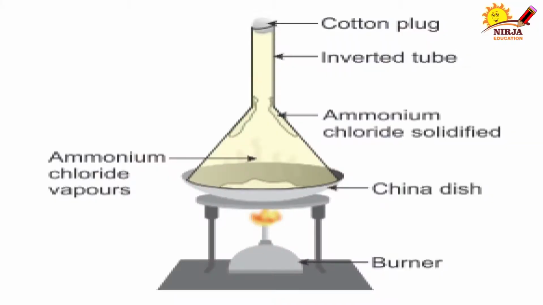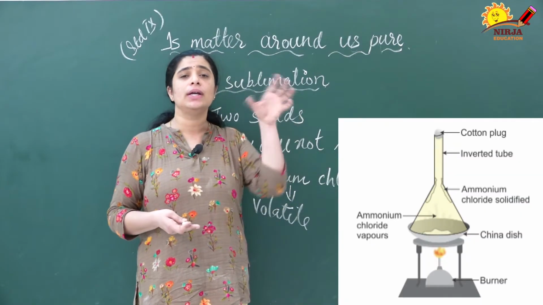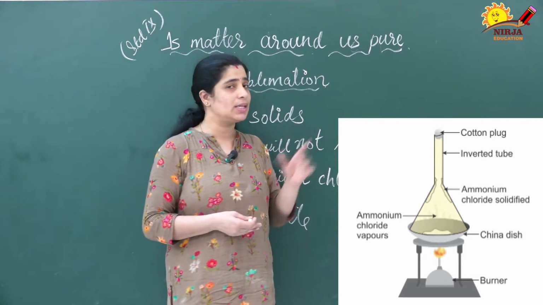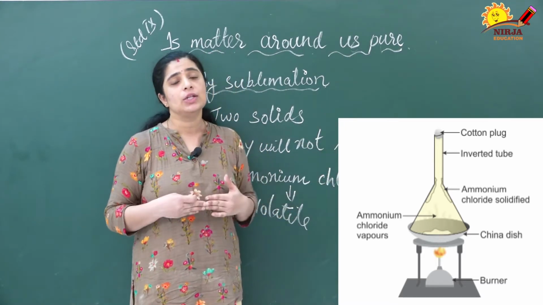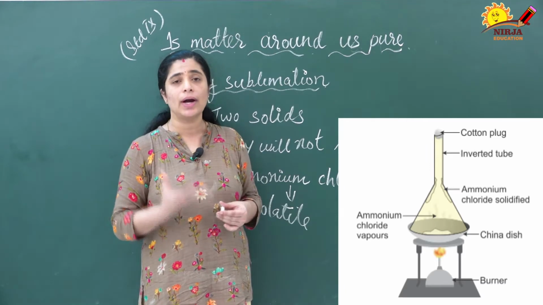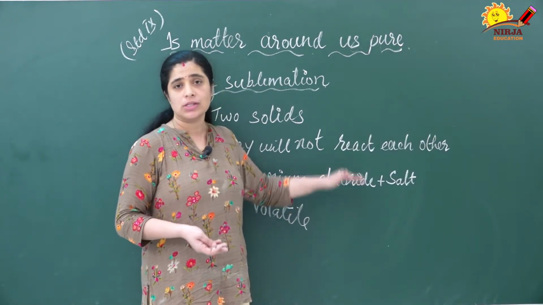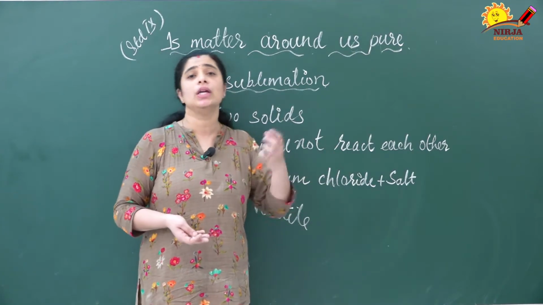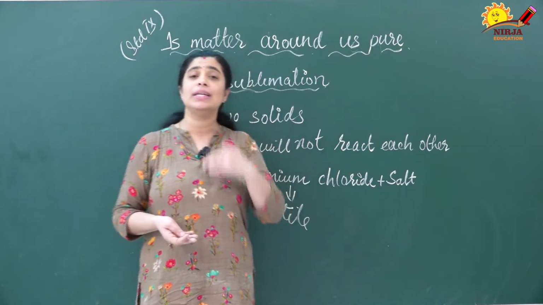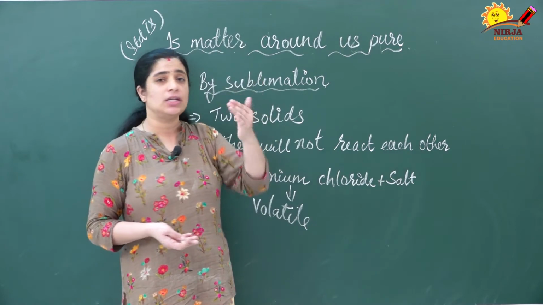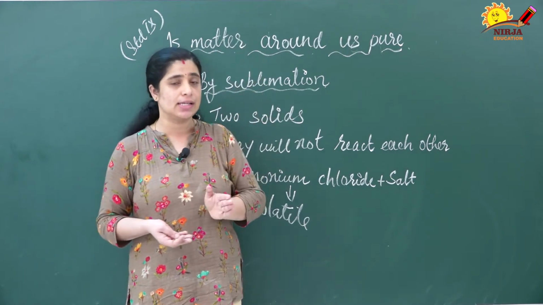On the screen you can see the arrangement of this sublimation. You have the china dish. In the china dish we are going to take the mixture of ammonium chloride and salt. In that, one inverted funnel is kept. You can see that in the figure. When we are heating, what happens is that this ammonium chloride starts evaporating because it is volatile. Volatile means it will evaporate fast and it will directly change into gaseous state. It is not going to change into liquid state here.